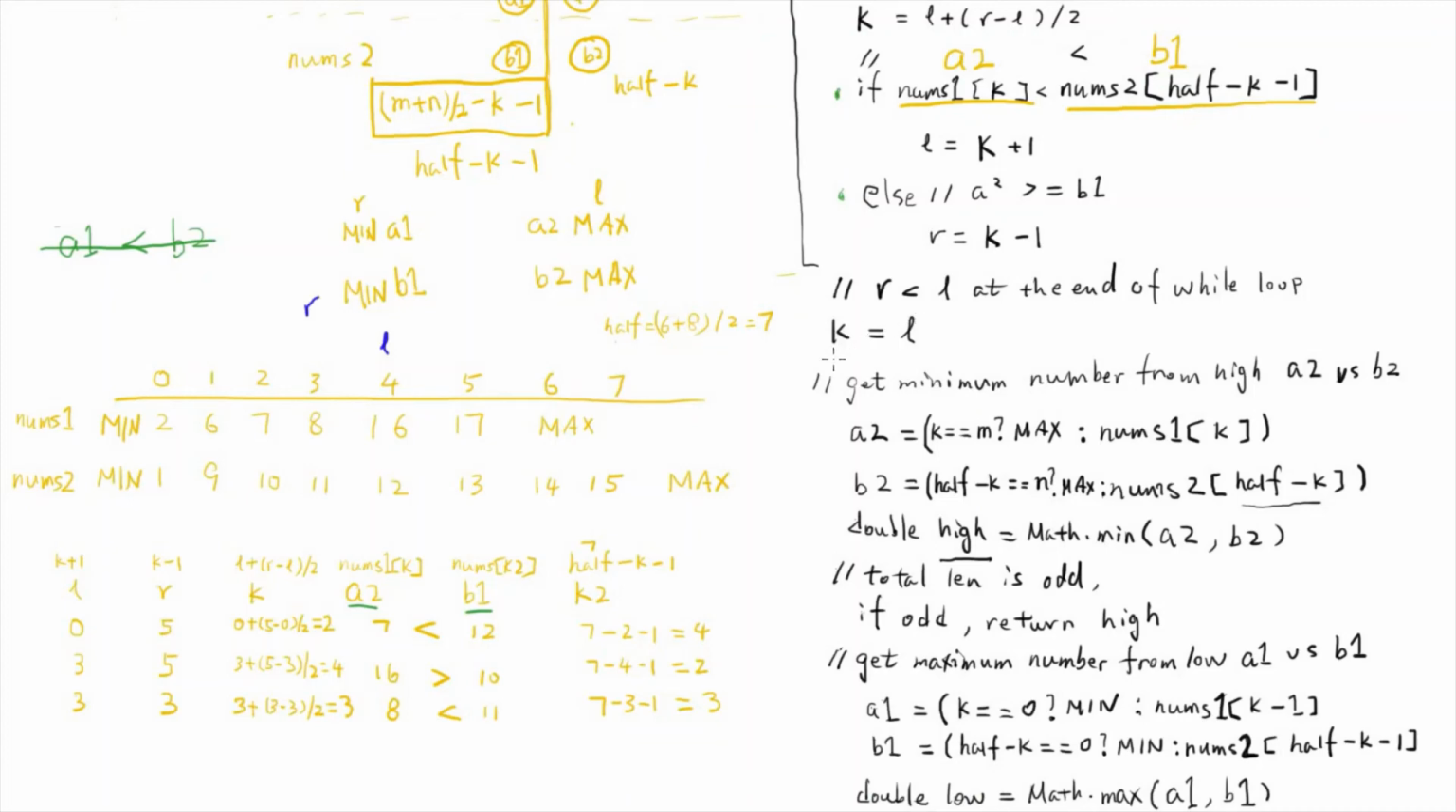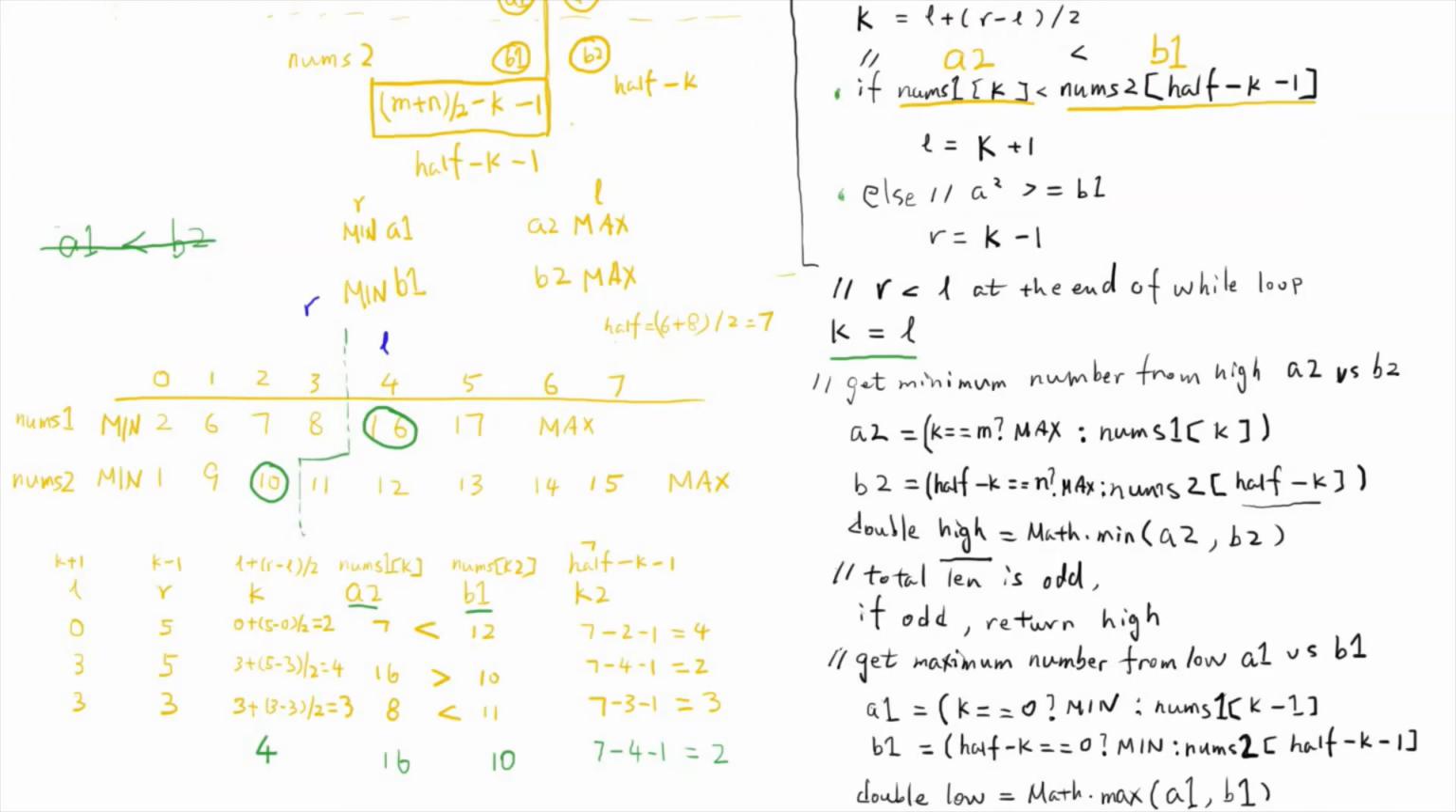Once it exits the while loop, we assign k equal to L. So k is updated to the value of L. L is 4, so our k is 4. And k2 is 7 minus 4 minus 1, equal to 2. A2 is here, so here is 16 and here is 10. And B1 is here, and I will cut here and here.